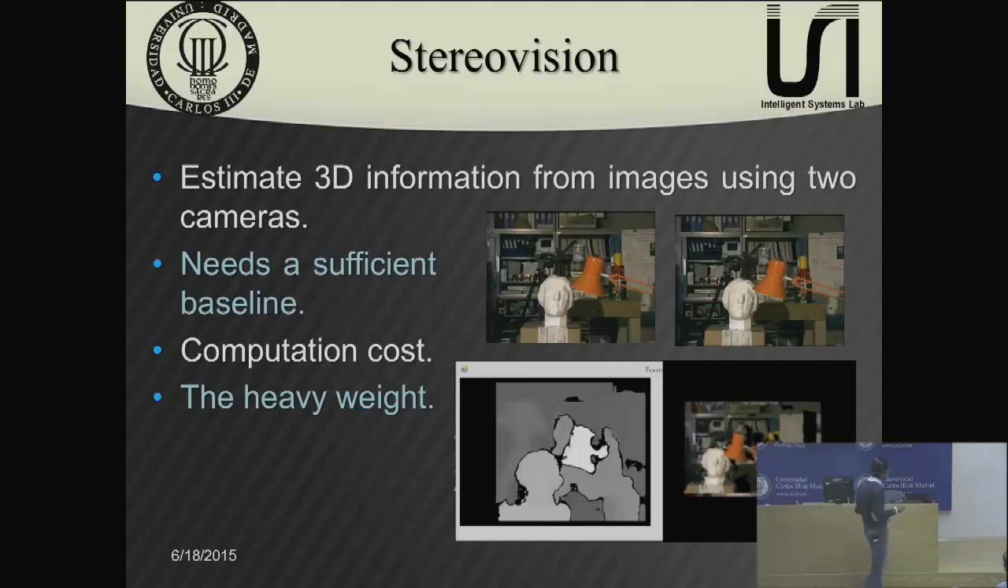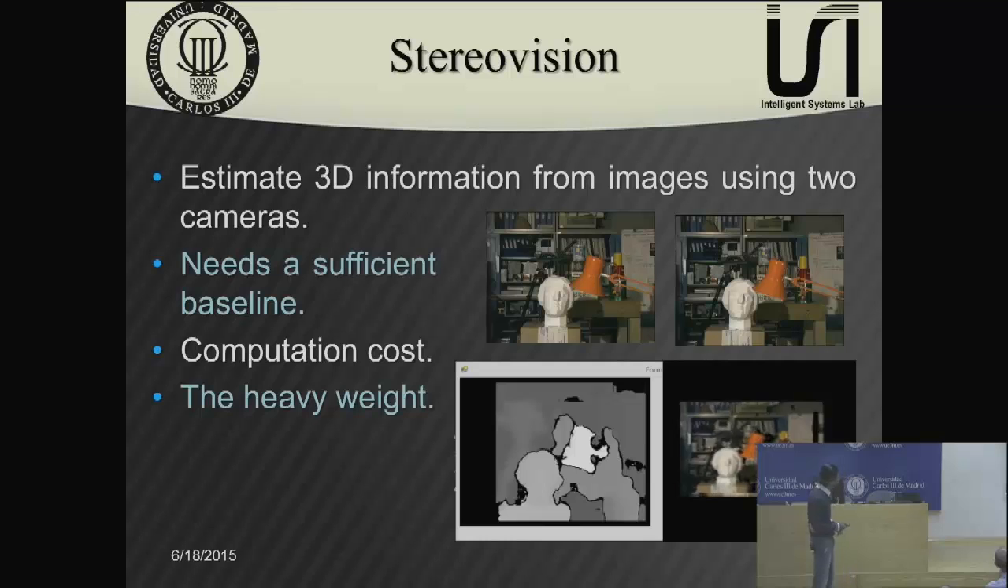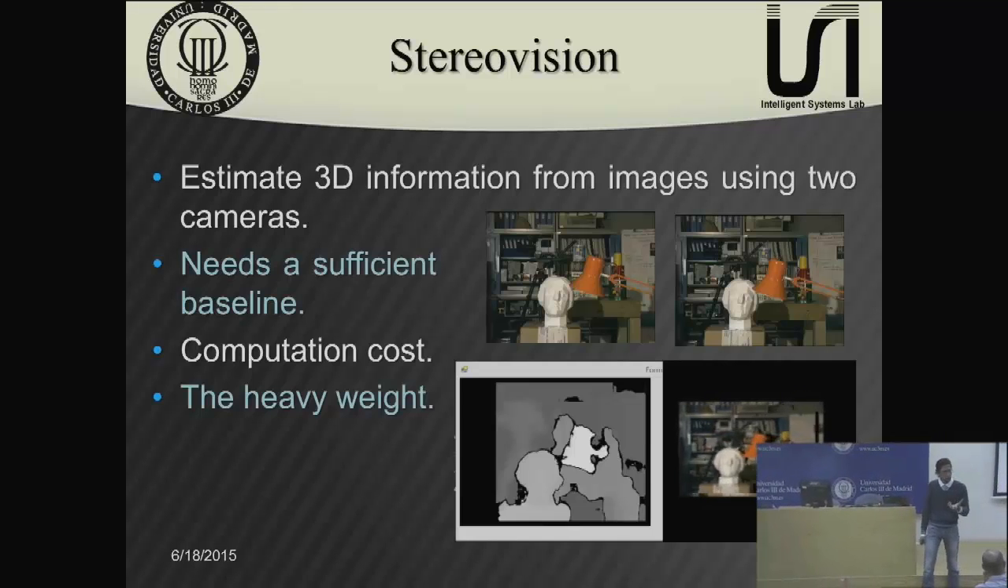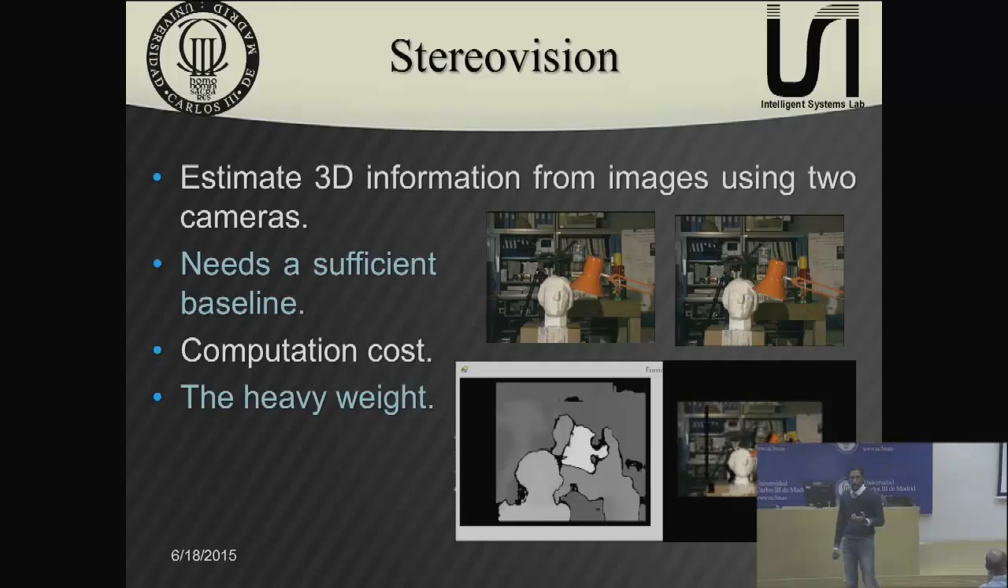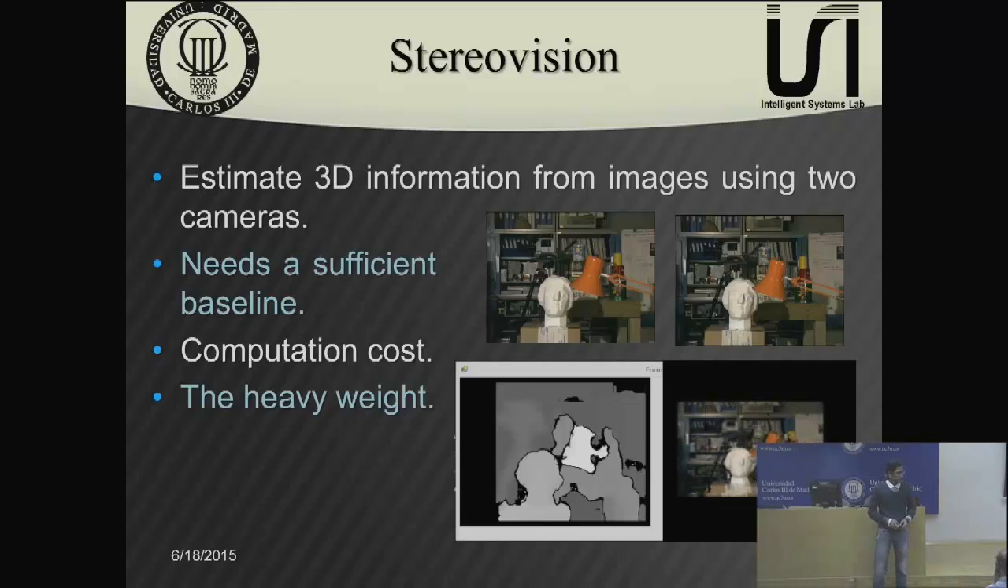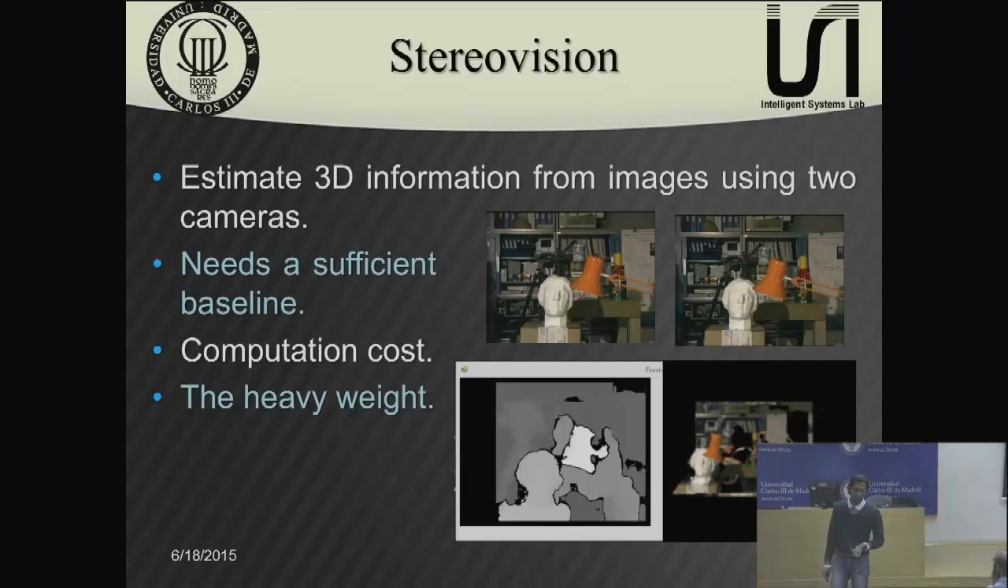Another limitation is the expensive computation time, and one of the more important limitations is that till now we don't have a relatively lightweight stereo camera. The smallest one, I think, is the ASOS, and it has a weight of 230 grams. For micro drones, that is very, very heavy, so we cannot use it.